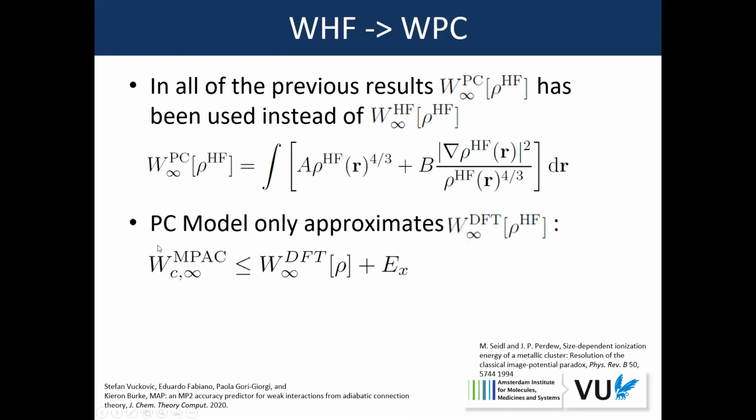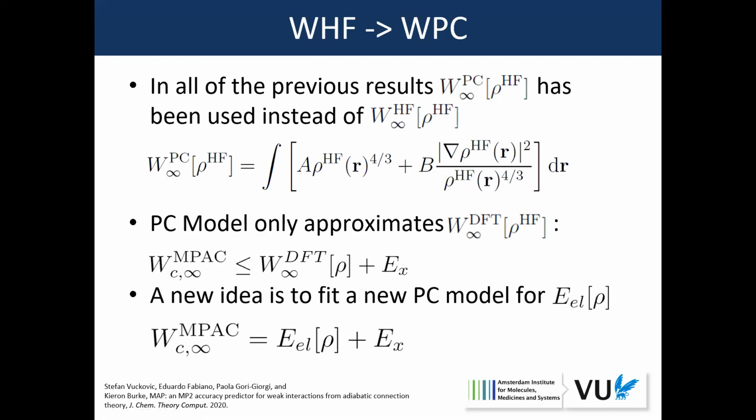So what we have always used is this inequality, which was proven in the paper already, where we have this DFT, where we use the PC model for W infinity, and we add the exchange, which here we had an alpha and a beta to allow this to be different. However, we know from the exact derivations that this holds exactly, that this W infinity of the correlation energy of the Hartree-Fock or the Moller-Plesset adiabatic connection is exactly this electrostatic energy plus the exchange energy.